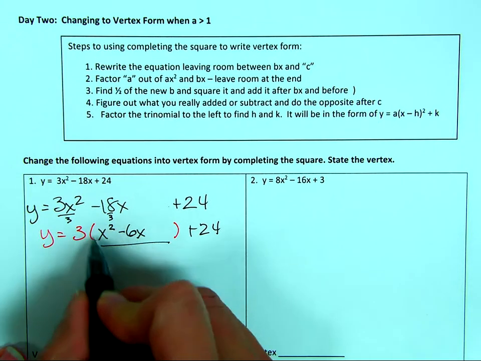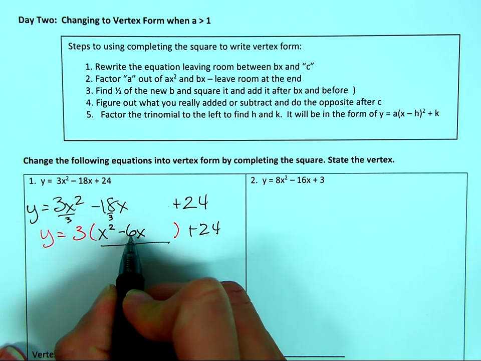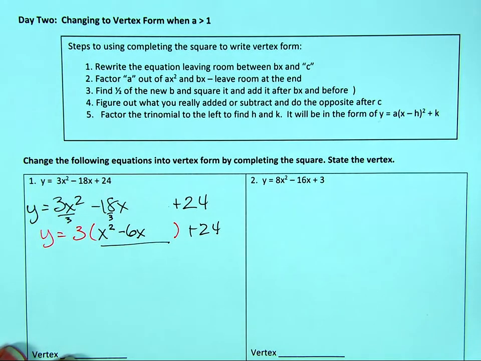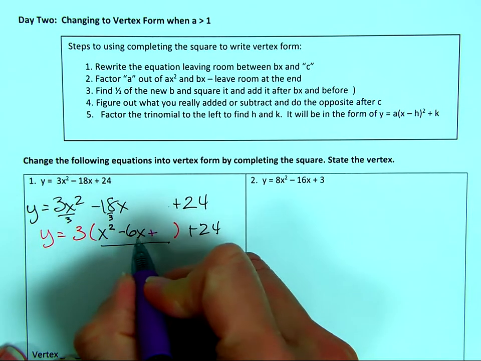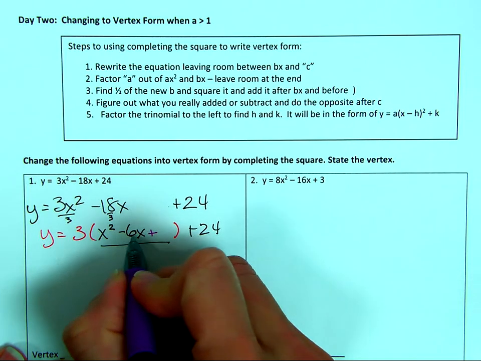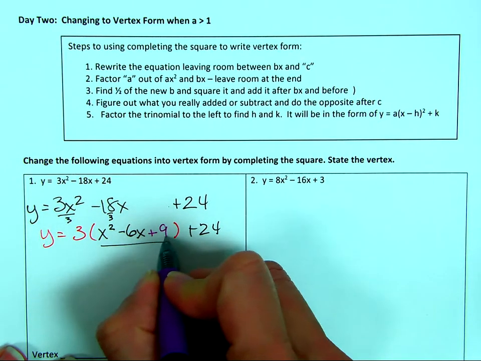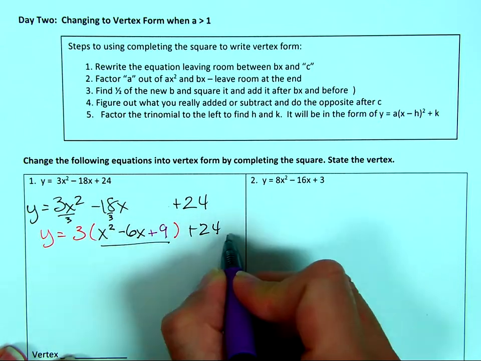Then just looking at my new b right here, I'm going to find half of b, which is 3. I'm going to square it, and I'm going to add it inside here. So half of b is 3, and 3 squared is 9. On the other day, when a was 1, we just added 9 here and subtracted 9 here.